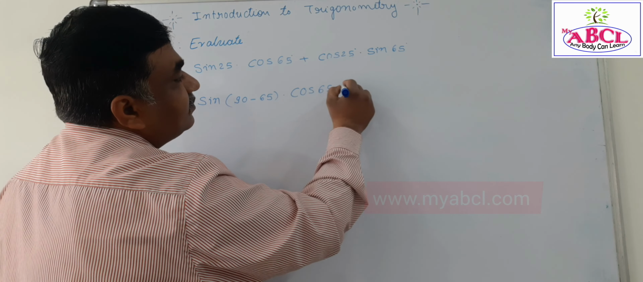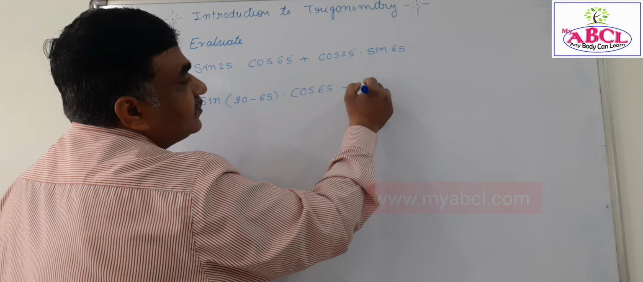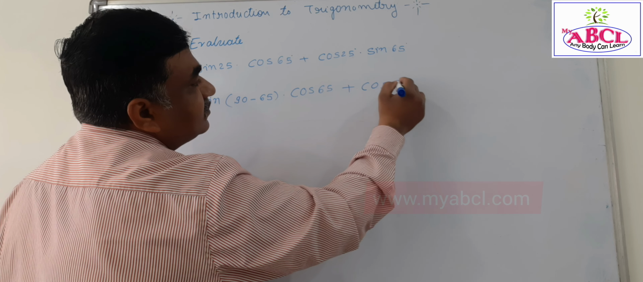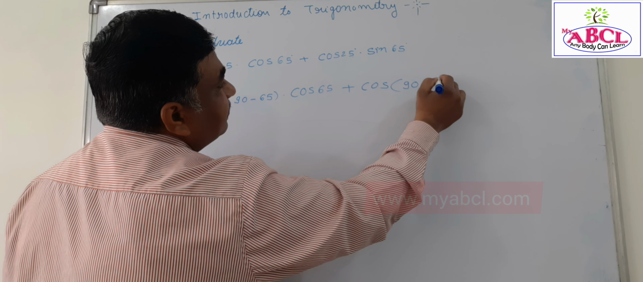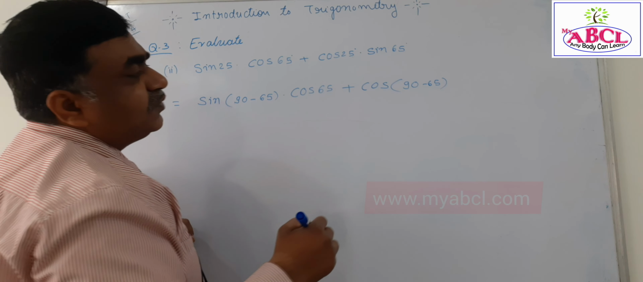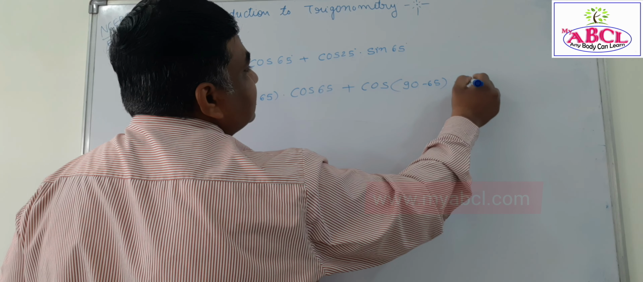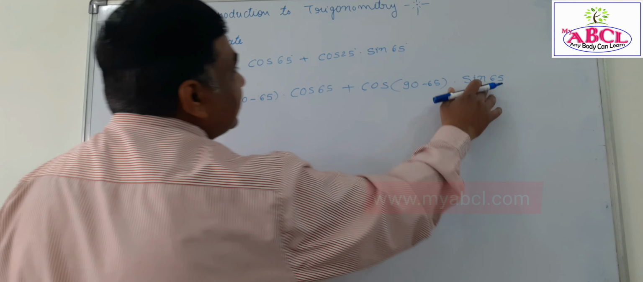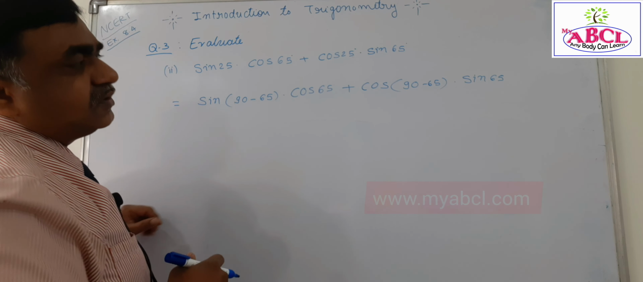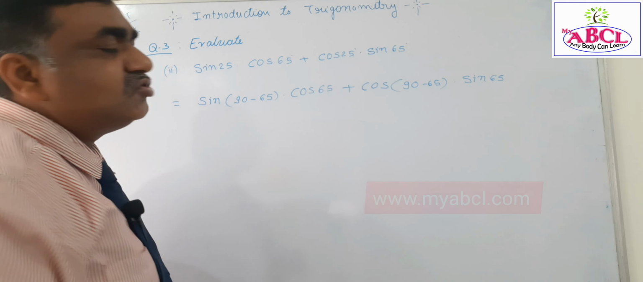Same thing here, plus here I am having cos 25, so I can write cos (90 minus 65), so it would be cos (90 minus 65) and no change in sin 65. Why did I not change this sin and this cos? Because in our next step it will be useful, you will understand why we have not changed it.